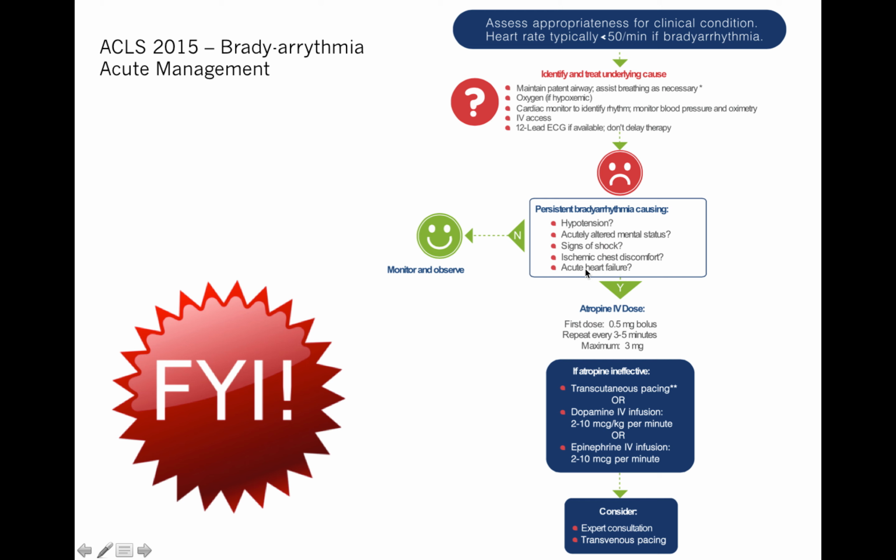And then we'll use that information to assess the stability of the patients. Are they hypotensive? Do they have an altered mental status? Are there signs of shock, acute heart failure? If not, if they're stable, then we have time to do an ECG, monitor, and assess the situation. If they're unstable, or they have any of those things, then the first-line treatment is atropine, and the dose is presented here. And if atropine is ineffective, we can try other medications such as dopamine or epinephrine, or transcutaneous pacing.